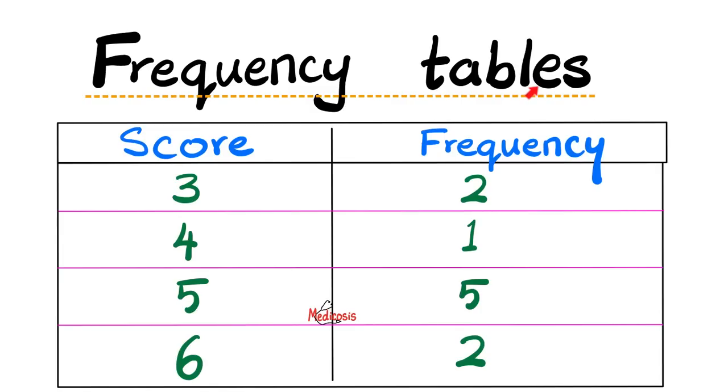I have a video in this statistics playlist titled Frequency Tables. For example, 2 students scored 3 points each. 1 student scored 4 points. 5 students scored 5 points each. And the score of 6 points was achieved by 2 students, i.e. the frequency of this score is 2. That's why we call them frequency tables.